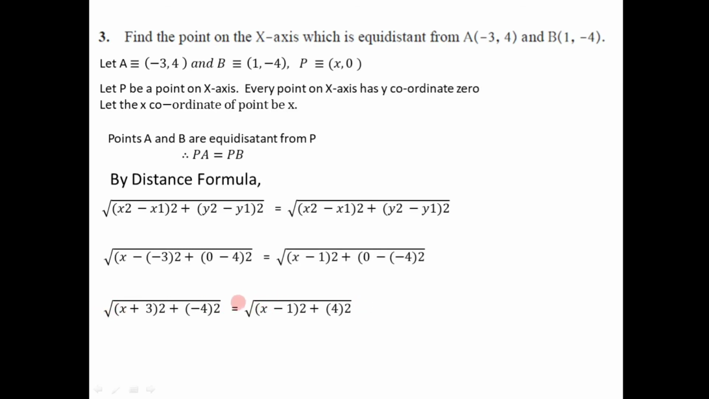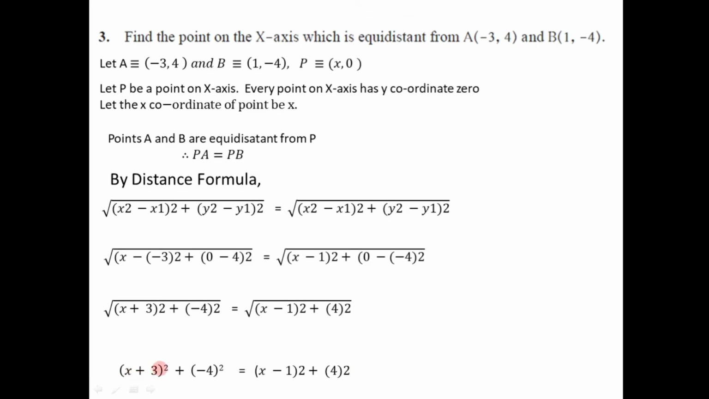Now in the next step, if we remove these square root signs on both the sides, that is if we square on both sides, we will get x plus 3 bracket square plus minus 4 bracket square, that is equal to, here also the square root sign will be removed, that is we get x minus 1 bracket square plus 4 square. This is in the form a plus b bracket square.